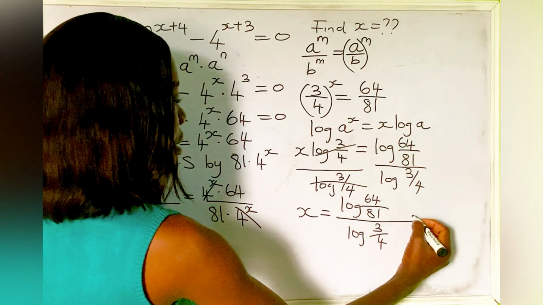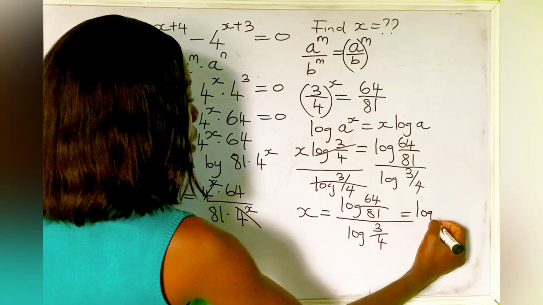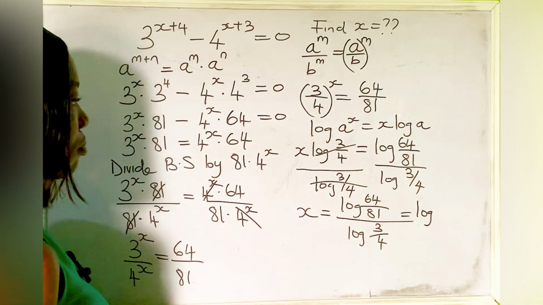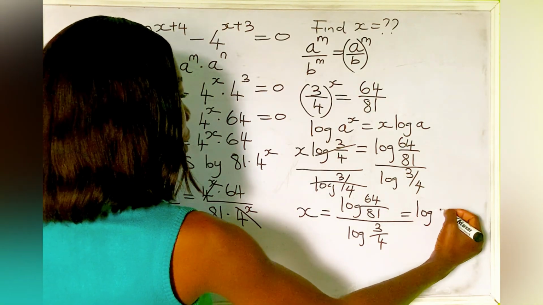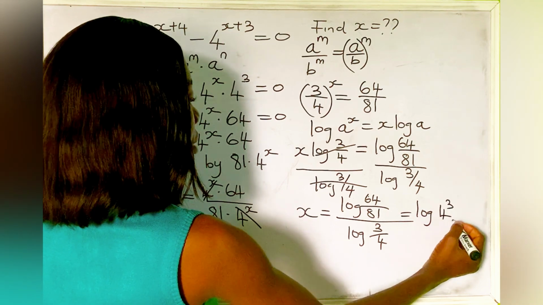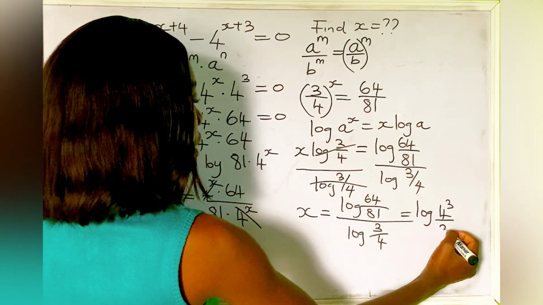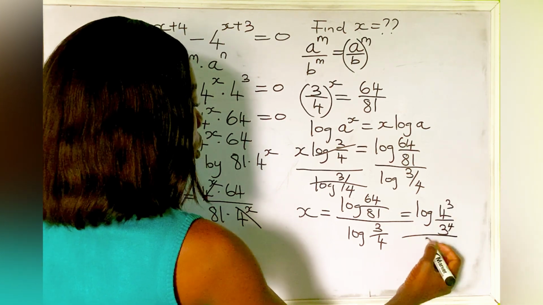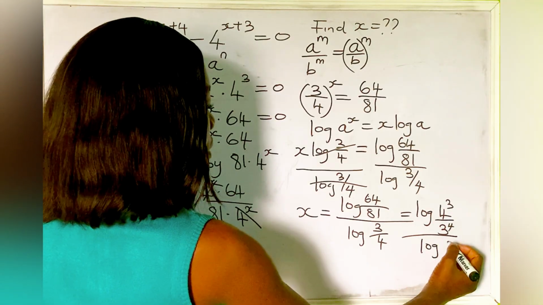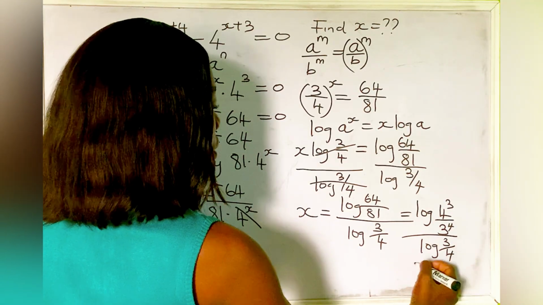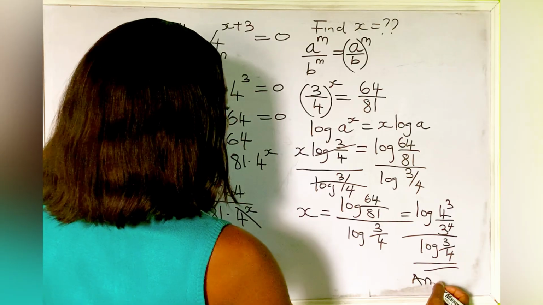Now you can also say log 64 is 4 to the power of 3, right? Over 3 to the power of 4, all over log 3 over 4. So this is our answer.